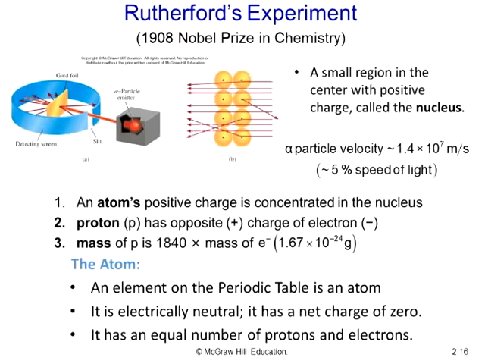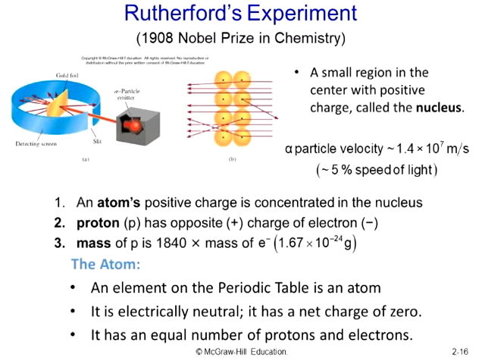You can go out and Google and watch many videos on this. At the end of the day, what he discovered was that there was this movement of subatomic particles. And he discovered that an alpha particle had a velocity of 1.4 times 10 to the 7 meters per second. That's approximately 5% the speed of light. So he knew something was going on here.